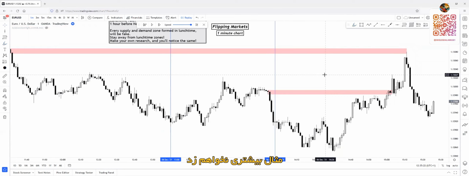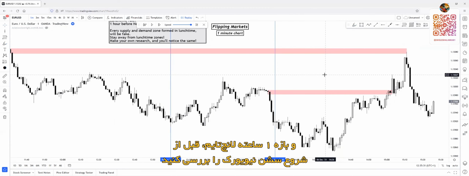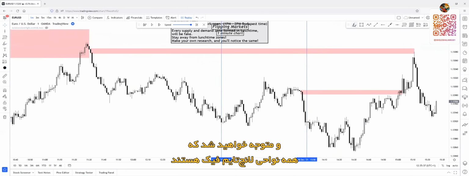So I won't show you any more examples because I want you to backtest this. I want you to go through every single New York session and look at the lunchtime zone, the 1 hour time window before every New York session. And you will notice that every single lunchtime zone is fake.